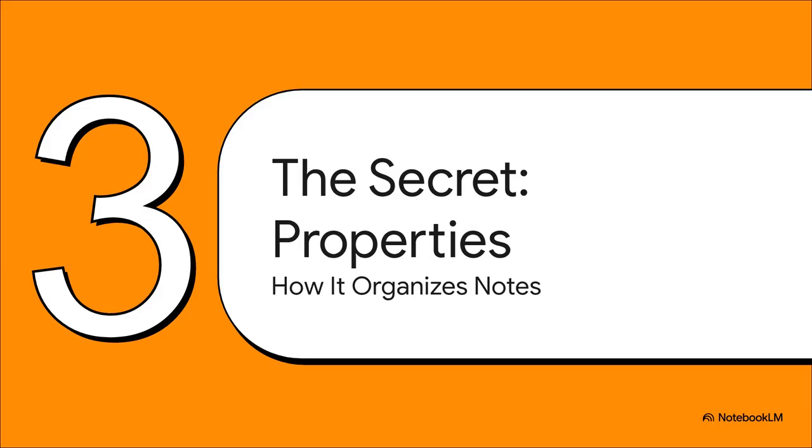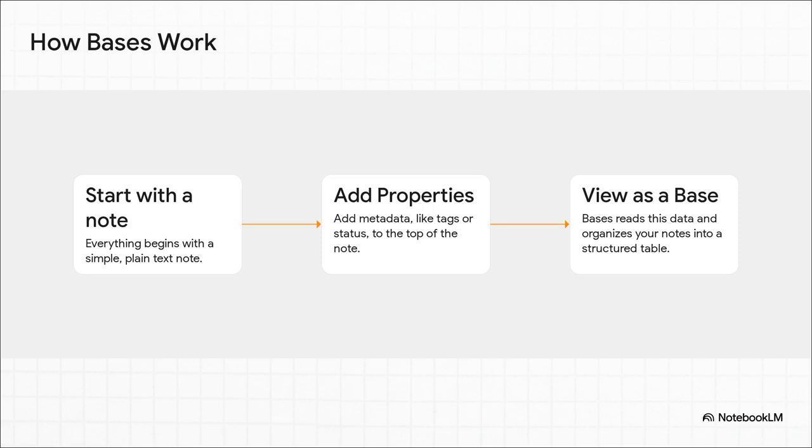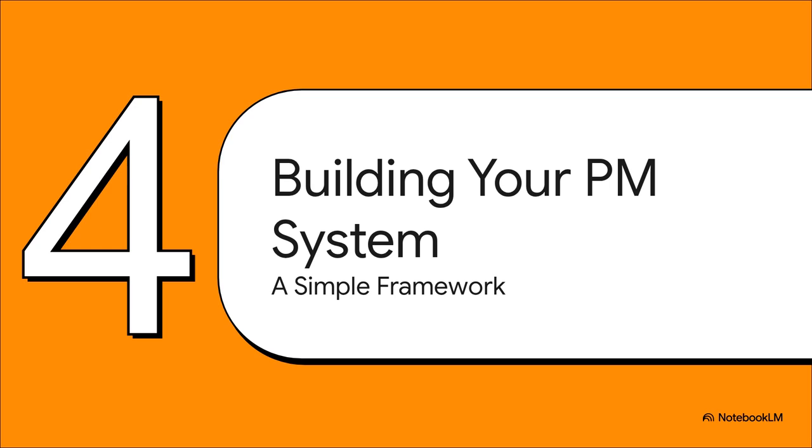So how does it all work? Is it some kind of dark magic? Nope. It's actually powered by something beautifully simple that a lot of Obsidian users already know and use: note properties. And what's really cool is just how simple this whole process is. You just take a normal note, you add some metadata or properties at the very top, and boom. Base instantly sees that information and can pull it all together into a structured table for you. It's that easy.